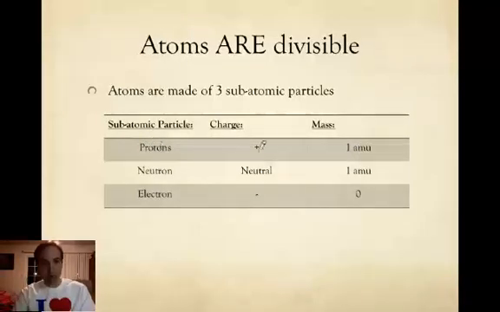But protons, they have a charge of +1. Neutrons have a charge of 0, no charge whatsoever. Electrons have a charge of -1. Together, these 3 subatomic particles make up an atom. Now mass-wise, this is the charge, but mass-wise, protons have a mass of 1 AMU, neutrons have a mass of 1 AMU, and electrons have basically no mass. They do have a tiny little bit of mass, but it's so small that we can basically consider it 0. So just think of it as protons are 1, neutrons are 1, electrons are 0.